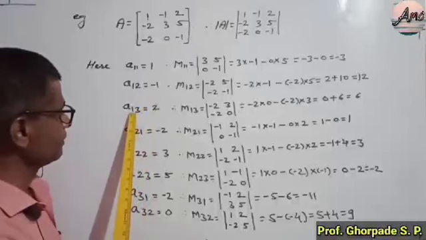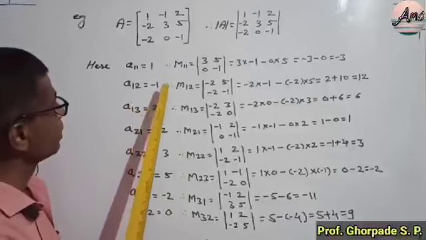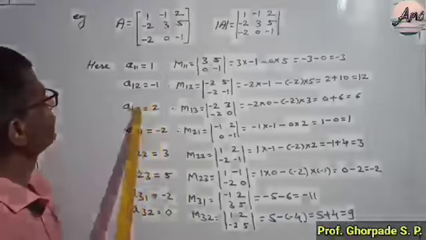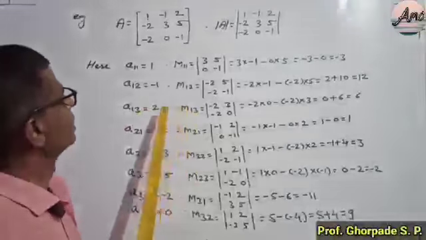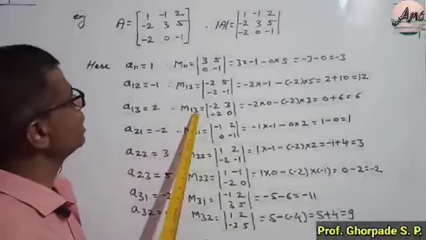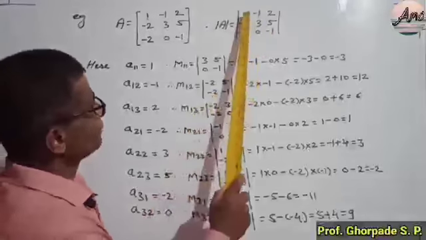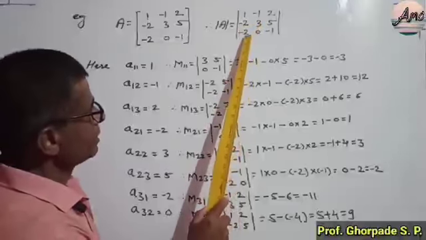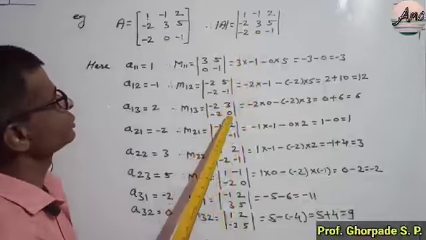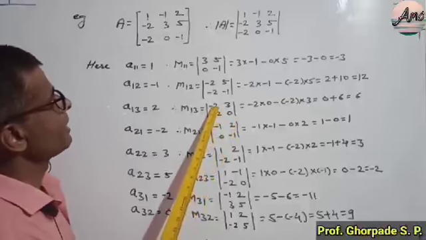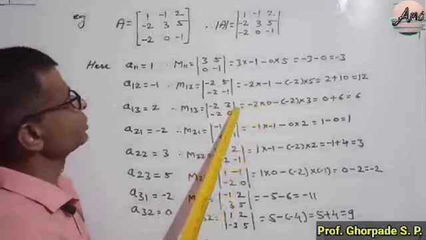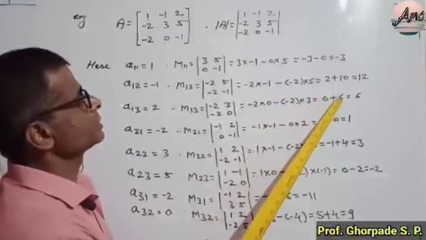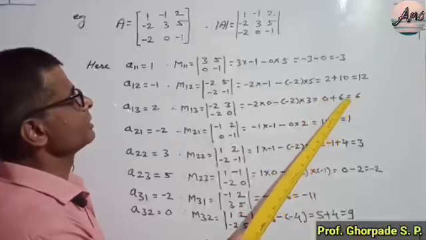Similarly, A13. So the element present in first row, third column. First row, third column is 2. So the minor of A13 is denoted by M13, which is obtained by deleting the first row and the third column. If we delete first row, third column, you will get the determinant minus 2, 3, minus 2, 0. The value of this determinant is given by minus 2 into 0, minus of minus 2 into 3. So minus 2 into 0 is 0, minus minus plus, 2 3s are 6, 6 plus 0 is 6. So 6 is the minor of 2.